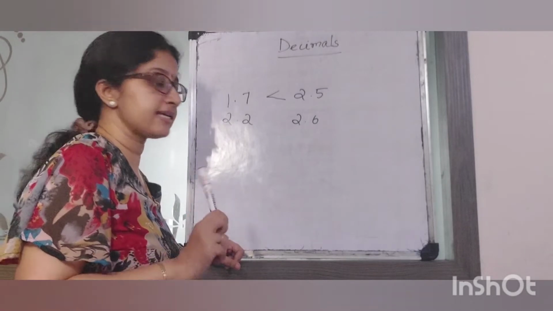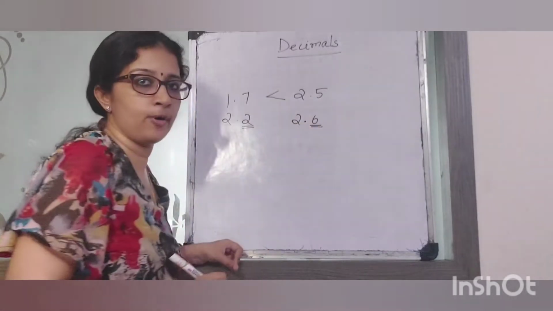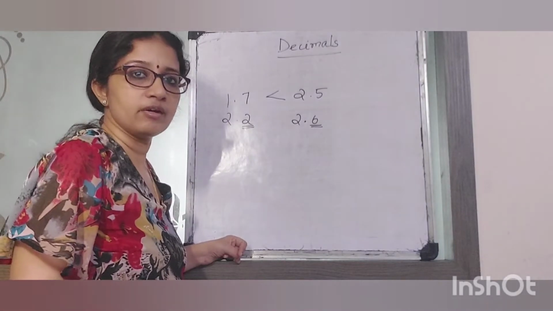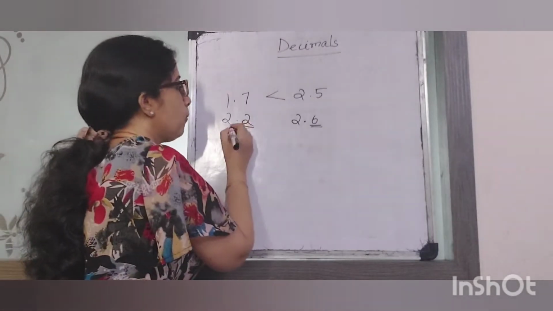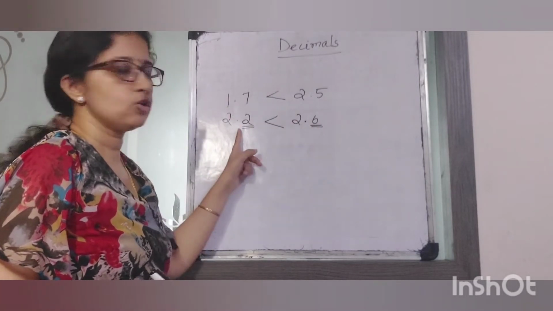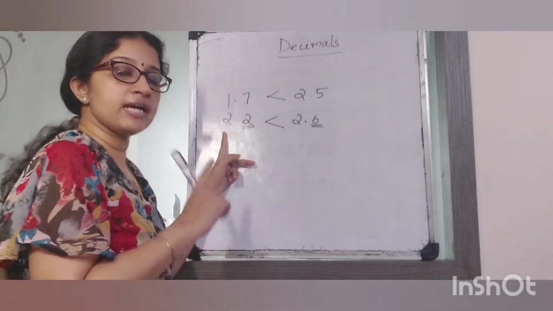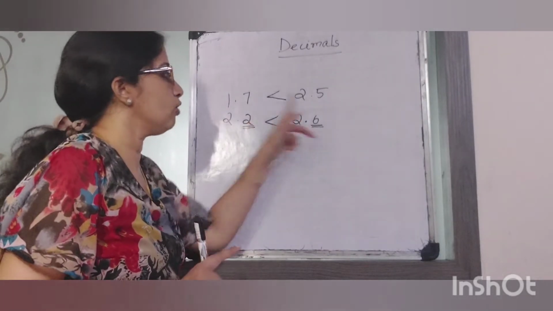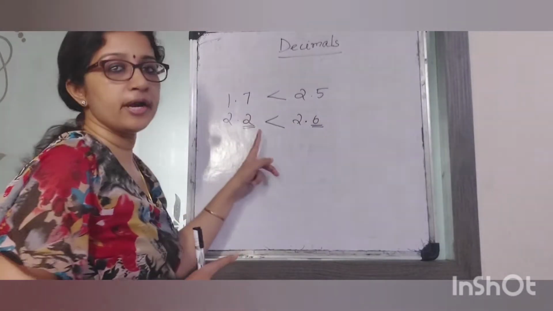So what should we do? What is the next step? We have to go to the right hand side of this decimal point. Here it is 2, here it is 6. So which one is greater, 6 or 2? 6 is greater, right? So 2.2 is less than 2.6. That is, 2.6 is greater than 2.2. Okay, first step is that we have to take the left hand side digit. If the left hand side digit is the same, we have to go on to the right hand side digit. Here it is 2, here it is 6. So 6 is greater than 2. So 2.6 is greater than 2.2.